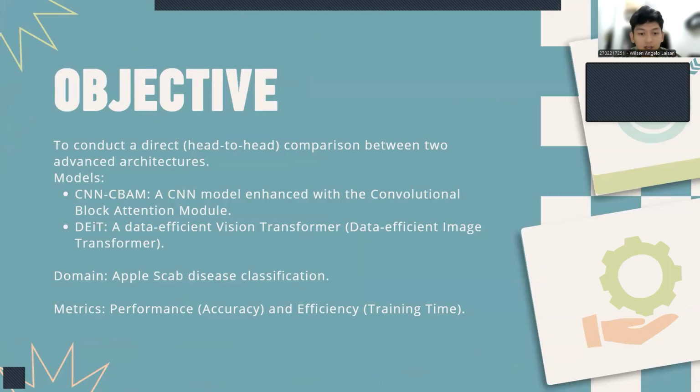Okay, the objective. The main question is when we should use CNN and when we should use ViT. Our goal is to answer this by doing a direct comparison. We're not just comparing the standard CNN and ViT, but also advanced versions like CNN with CBAM, which is a CNN with an attention module, versus DeiT, a more efficient ViT. We focus on a specific case, detecting apple scab disease, and evaluate which model performs better in terms of accuracy and efficiency.